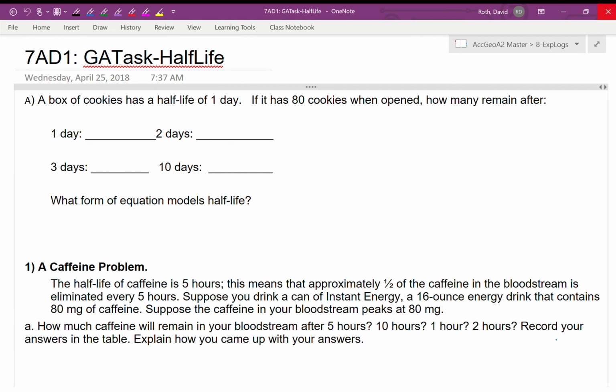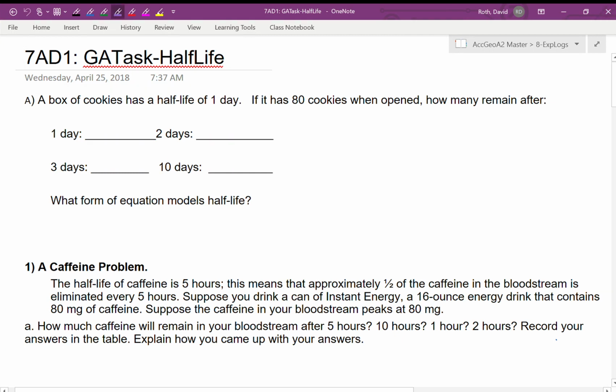Word problems, my favorite. So let's get at word problems. This should be a nice, easy way to get into it, because you should have done half-life last year, if you remember anything from last year. Half-life is exponential decay and all that kind of stuff. It's a really cool idea, and it goes over into chemistry and science quite a lot too. So, good stuff. Anyway, cookies.